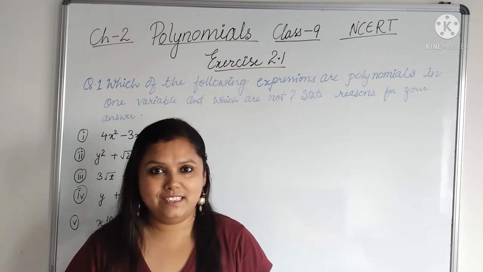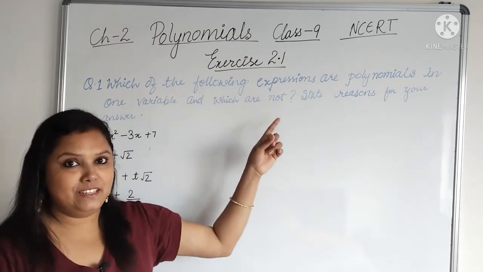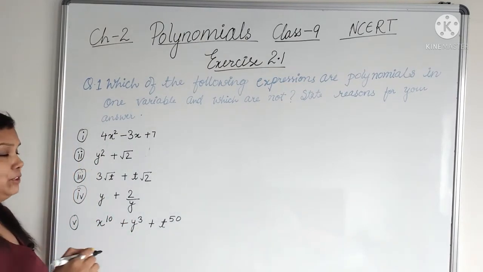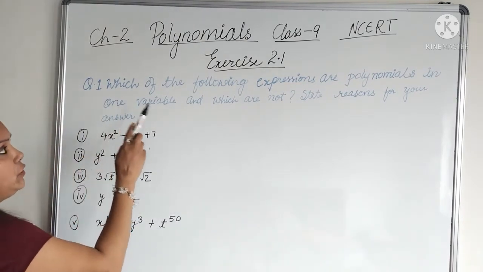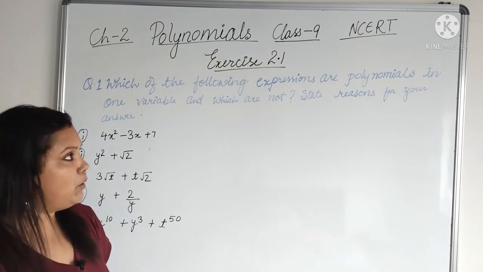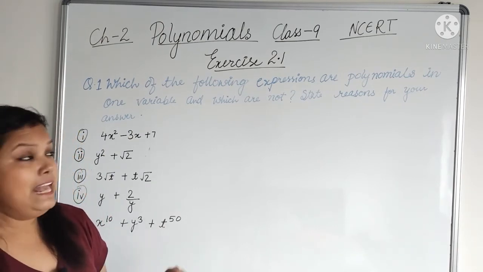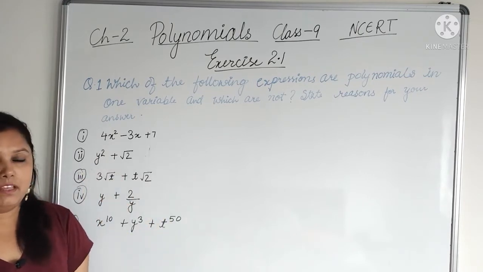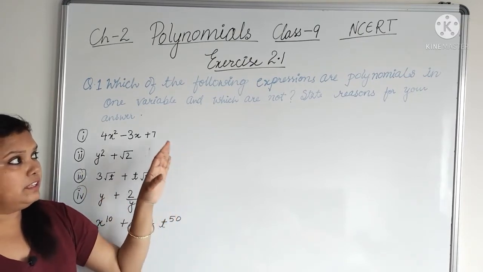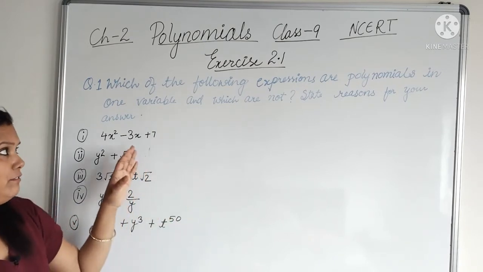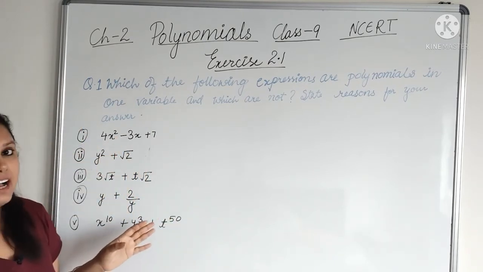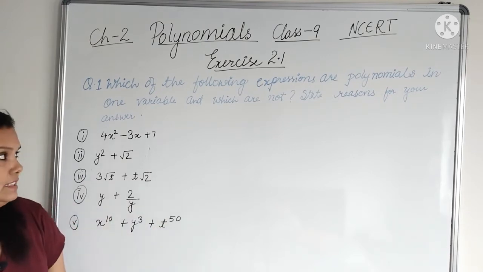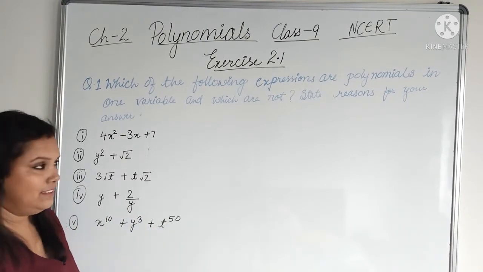Today we are going to discuss exercise 2.1 and this is for class 9. Okay, let's start the first question. Which of the following expressions are polynomial in one variable and which are not? State reason for your answer. So here you have to give the reason also. You have to tell whether these expressions are polynomial in one variable or not, and also you have to give the reason.